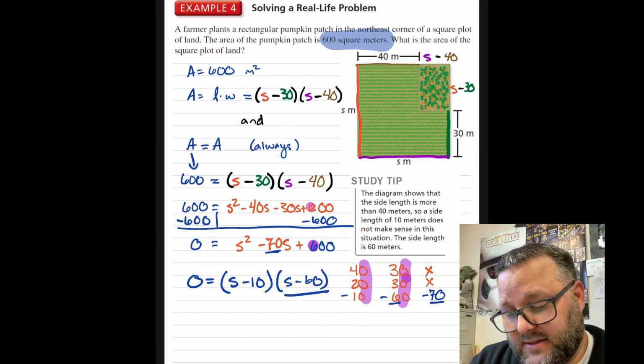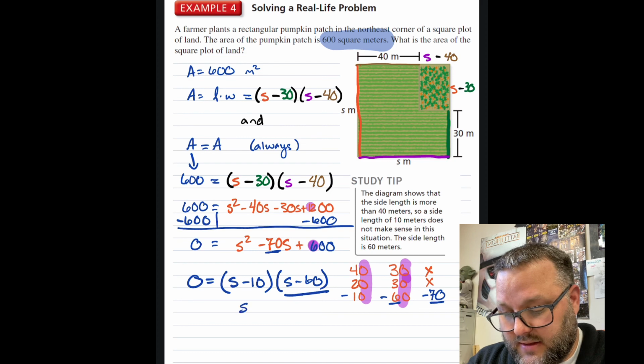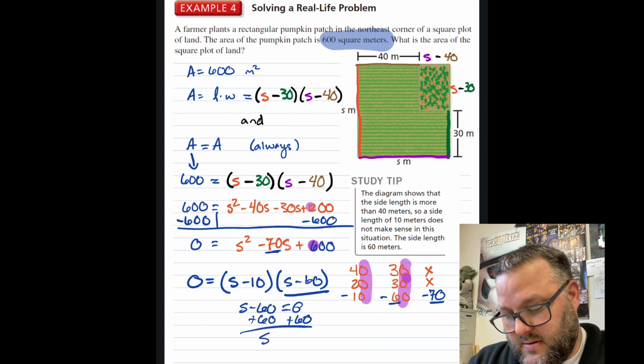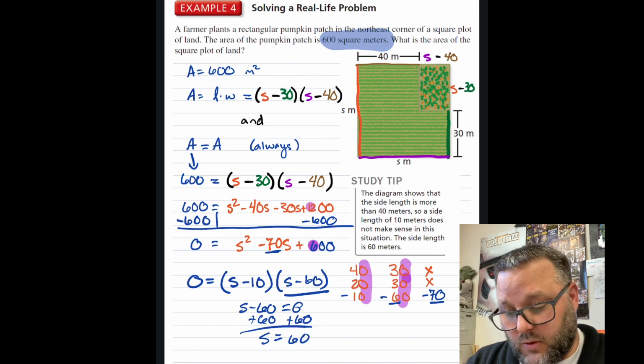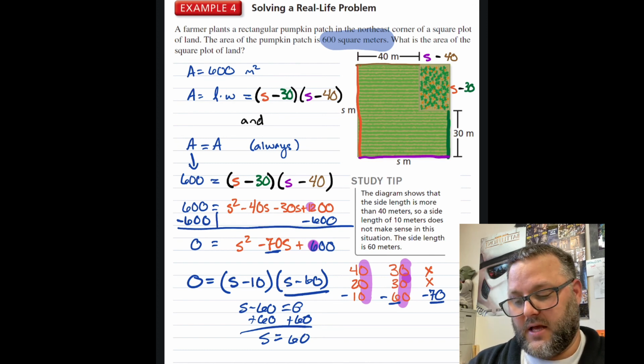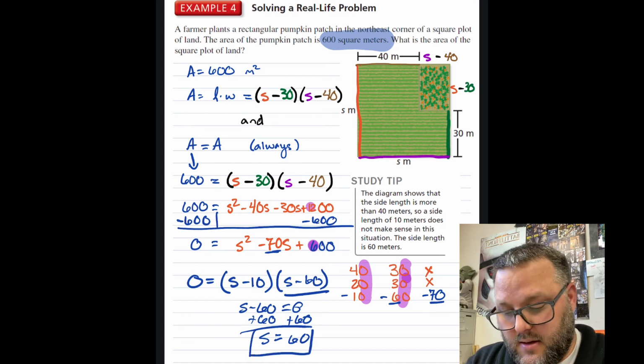The one that makes sense is when S is equal to 60, and I can get that when I get S minus 60 equals 0, add 60 to both sides. S equals 60, or the length of a side is 60 meters, because the length of the side being 10 meters doesn't make sense. So our final answer is not S minus 10 times S minus 60, it's S equals 60 meters.